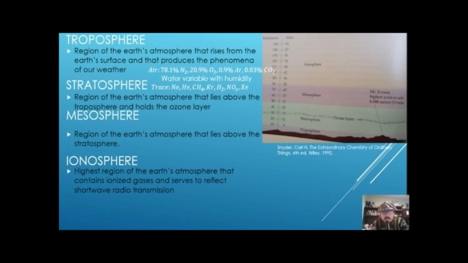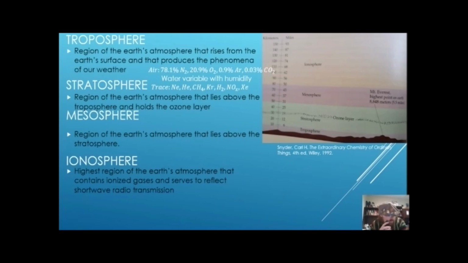Now, we can define our atmosphere by various layers, like an onion. You peel back the layers. Well, the main layer, the one we exist in, is the troposphere. That's the region of the Earth's atmosphere that rises from the Earth's surface and produces all of our weather. That's where we're at.